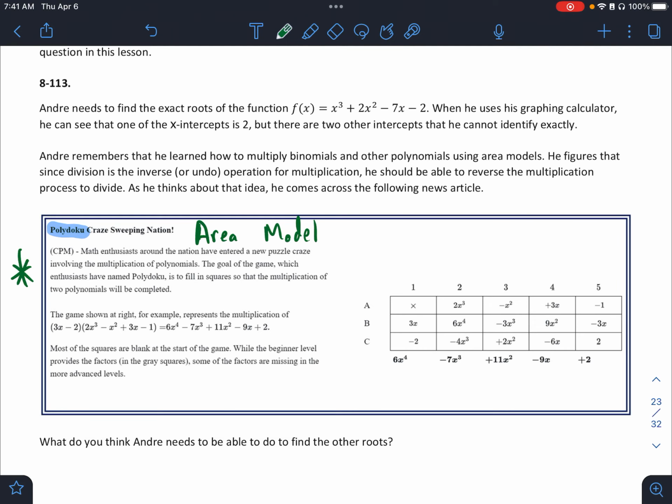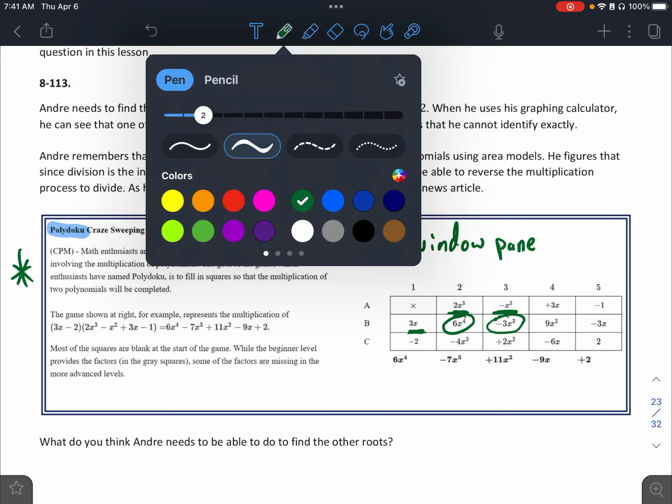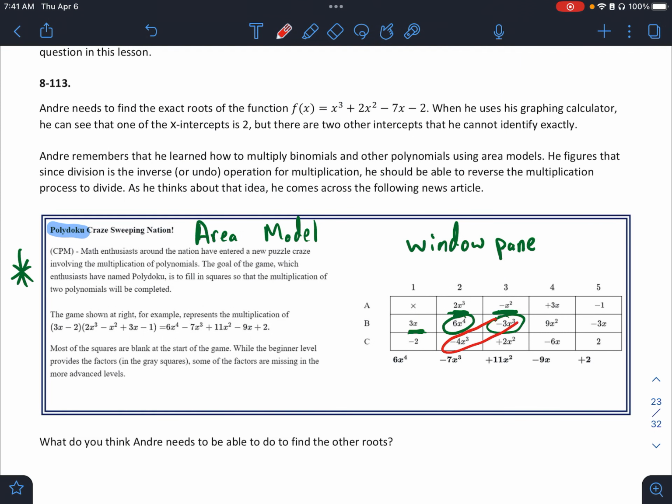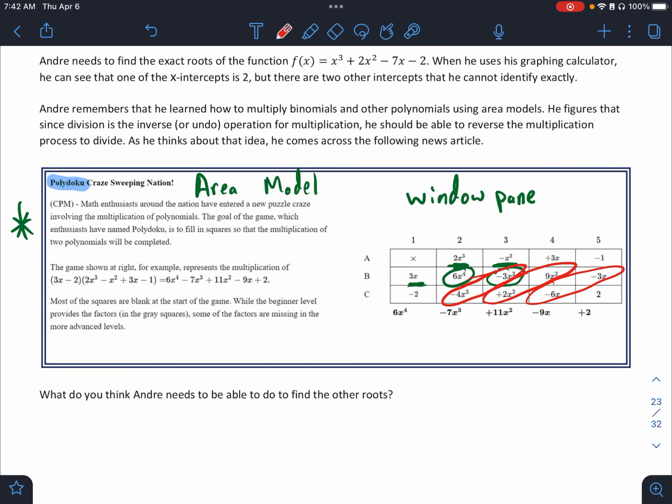So hopefully you read through this and have a good idea. This is again really like our window pane or area model, where we're taking 2x to the third times 3x to get 6x to the fourth. Negative x squared times 3x to get negative 3x to the third. And then we're really looking to combine any like terms, which are often our diagonals. So these combine, these combine, these combine.